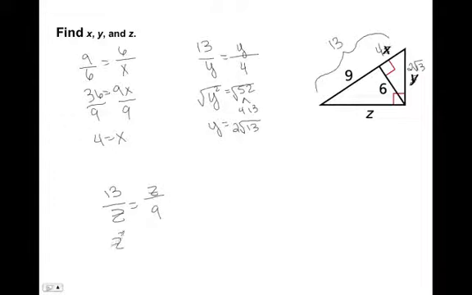Cross multiply, z squared equals 117. Take the square root of both sides, and you get z equals, well, you got to break this one down as well. This one breaks down to 9 and 13. We notice 9 is a perfect square, so z is 3 square roots of 13.